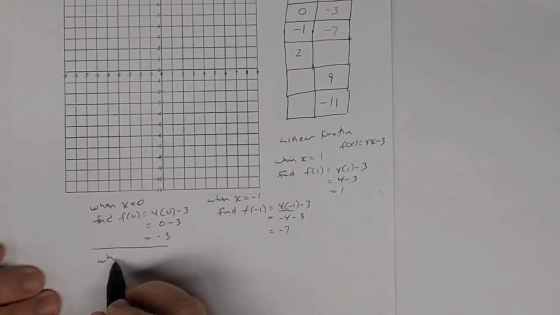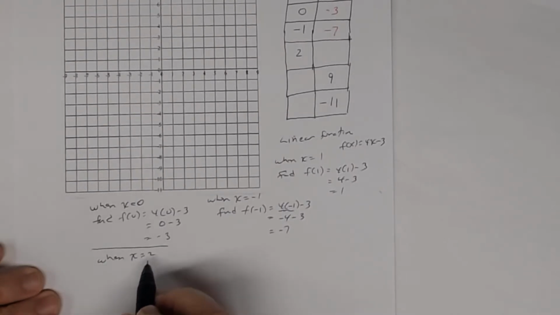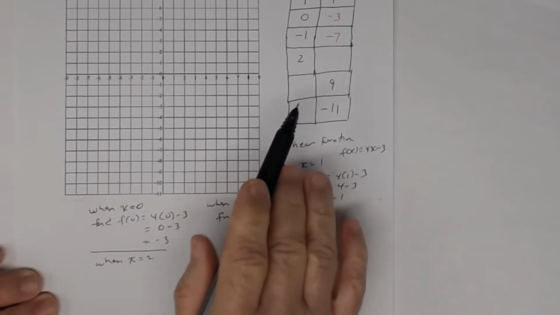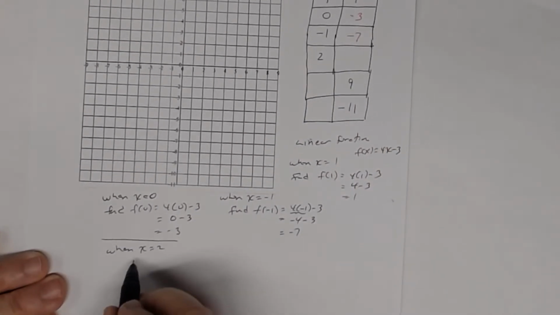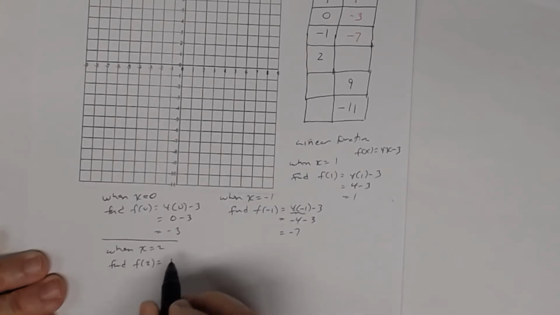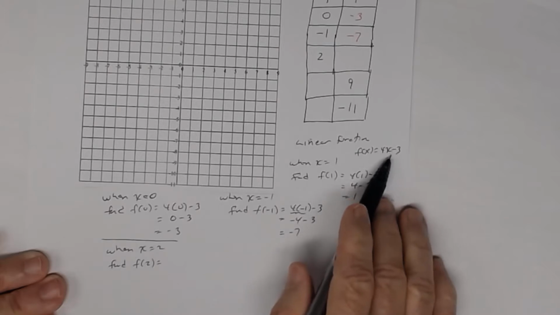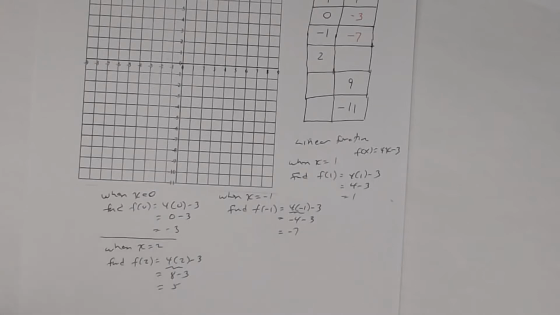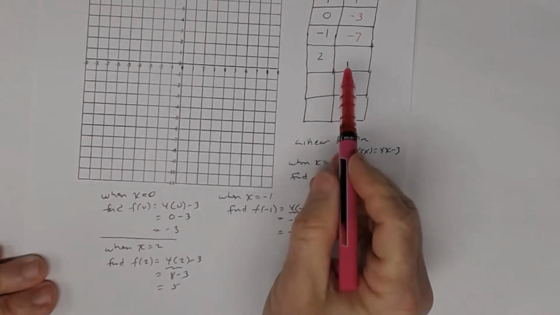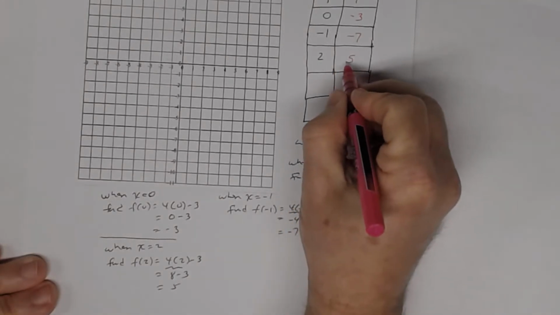So when x is 2, you want to find that function value. So I want to find f of 2. And so I go to my function, and wherever we see the variable x, I substitute 2. So I get 4 times 2 minus 3. 4 times 2 is 8. 8 minus 3 is 5. So when x is 2, my function value is 5.